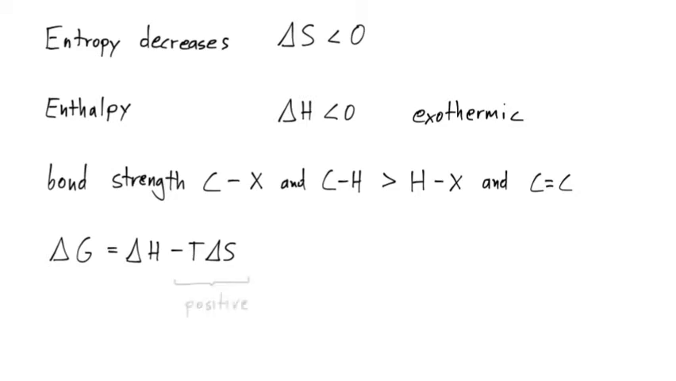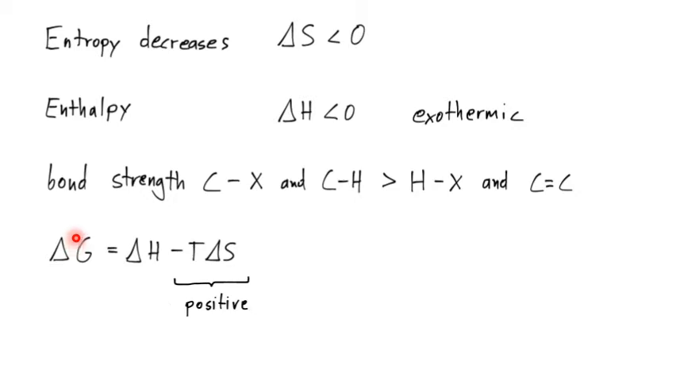It needs to be negative. But since delta S is negative and the temperature term is always positive, minus a negative makes a positive number. So this makes delta G positive.